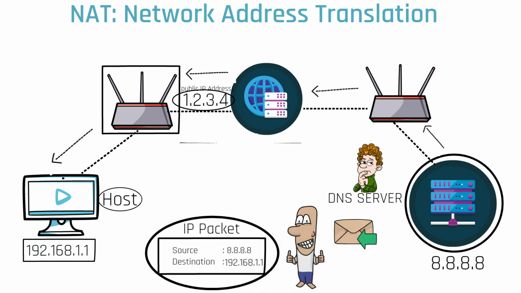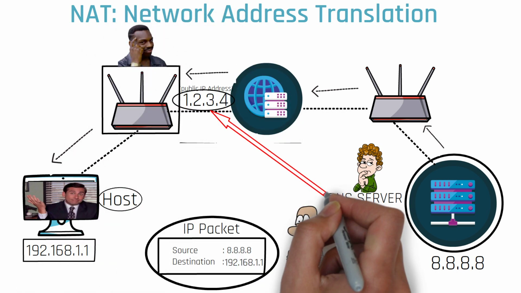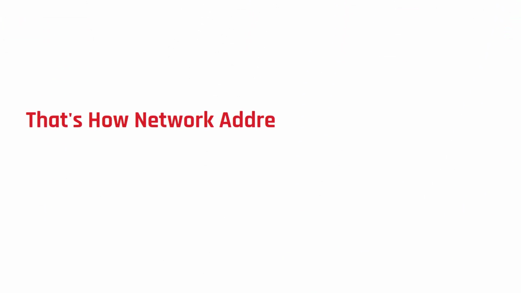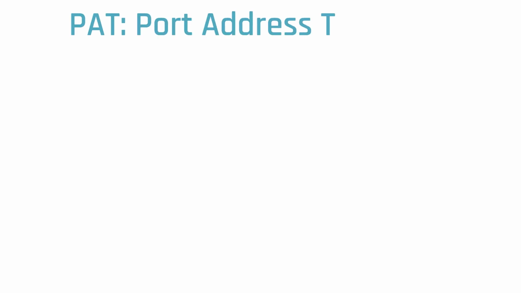Here the host has no clue that the IP address is being changed. Only this router knows, and the DNS server over here thinks that it is talking with this IP address. So that's how network address translation works. Now let's move on to PAT.